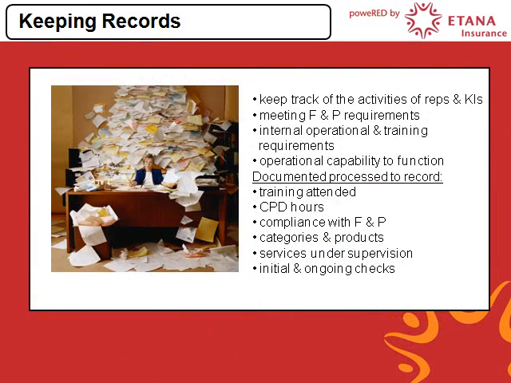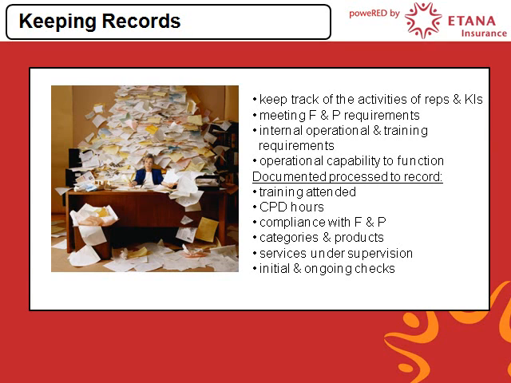By now it is clear that there should be adequate record keeping to keep track of the activities of representatives and key individuals in respect of meeting the fit and proper requirements. There are internal, operational and training requirements which representatives, and in fact everyone who has a role to play in a FAIS function, need to meet and be aware of. Remember, the key individual must ensure that the FSP has the operational capability to function as part of the management and oversight function of the key individual.